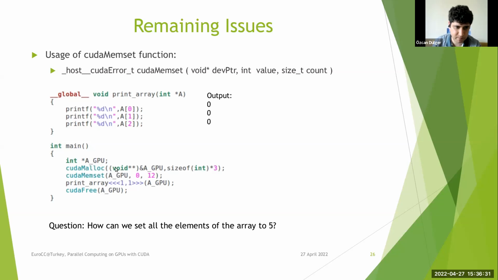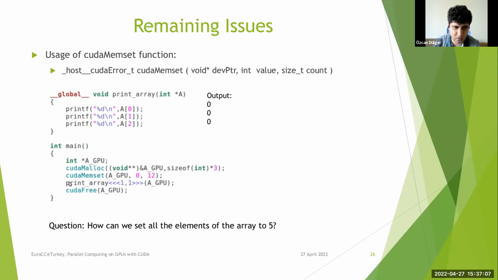Here we have a small example. We have a device array and we allocate memory in the device. It will have 3 elements, so we allocate 12 bytes in the memory. Then we set 0 to each element of A. Here the third parameter is the size of count, which is 12 bytes. So all of the elements of A will be 0.